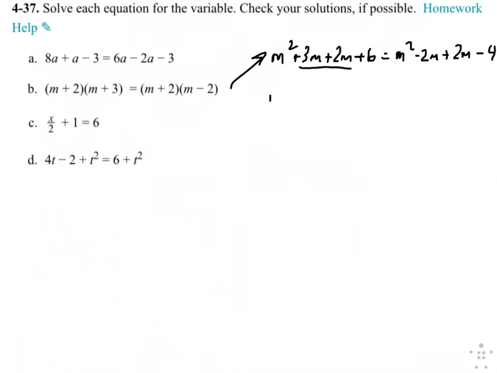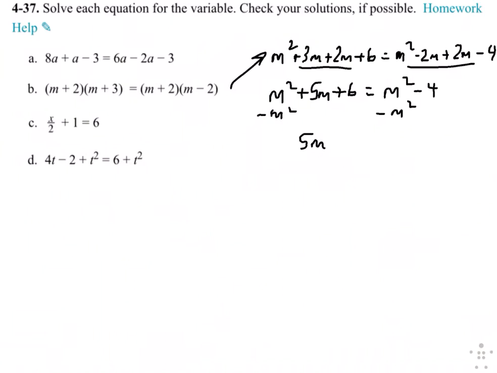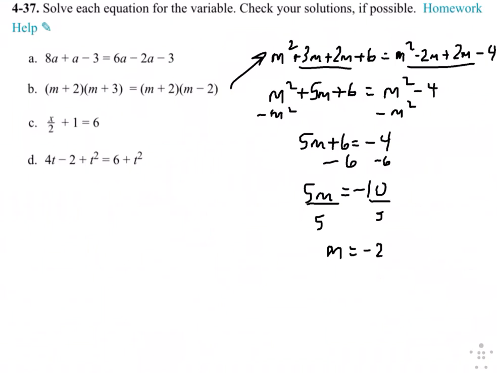So like terms, we have m squared plus 5m plus 6 equals, these two cancel out, negative 2m and positive 2m, so equals m squared minus 4. Subtract m squared from both sides, and we're left with 5m plus 6 equals negative 4. Subtract 6 from both sides, and we have 5m equals negative 10, and divide both sides by 5, and we get m equals negative 2.